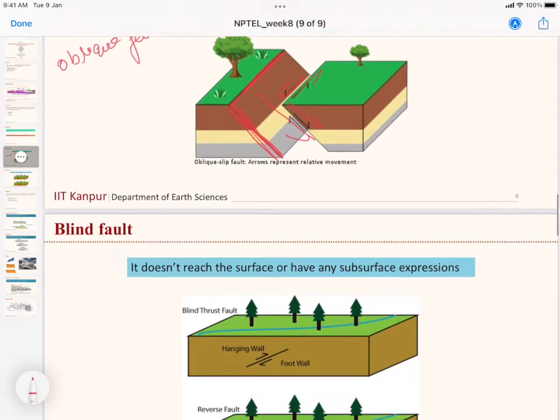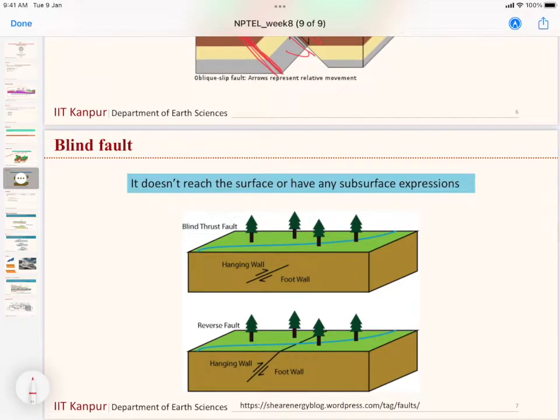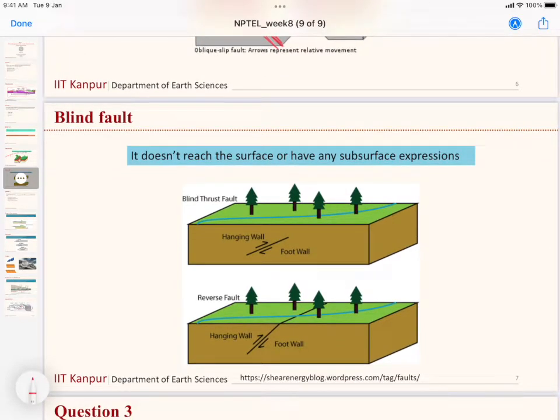Moving next, I believe you all know that blind faults are faults which do not have any surface expression. I think I wrote it incorrectly, it should be surface. If we understand from a simple illustration, this first figure is an example of a blind fault, because this fault terminates just before reaching the surface. It is terminating way before that.